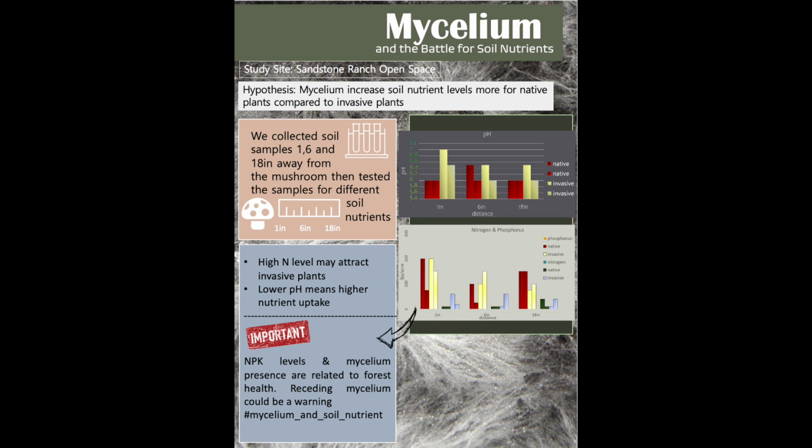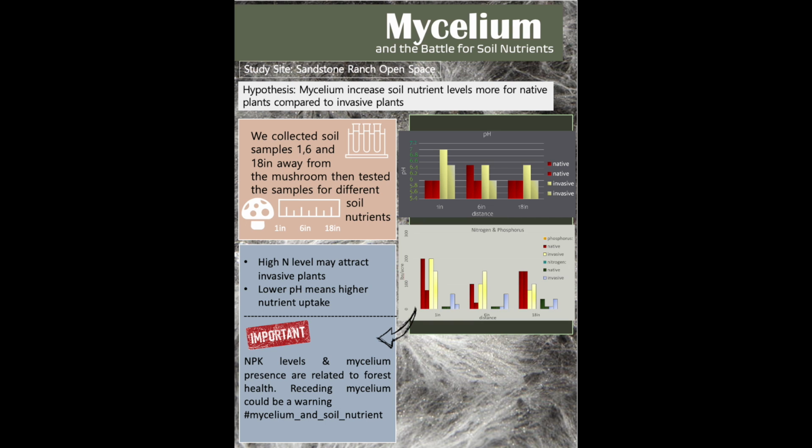Our research question was, how does the presence of mycelium change soil nutrients, including NPK levels, pH, and soil moisture between invasive and native species? We hypothesized that the presence of mycelium greatly increases NPK levels, pH, and soil moisture for native species, but only slightly increases for invasive species.